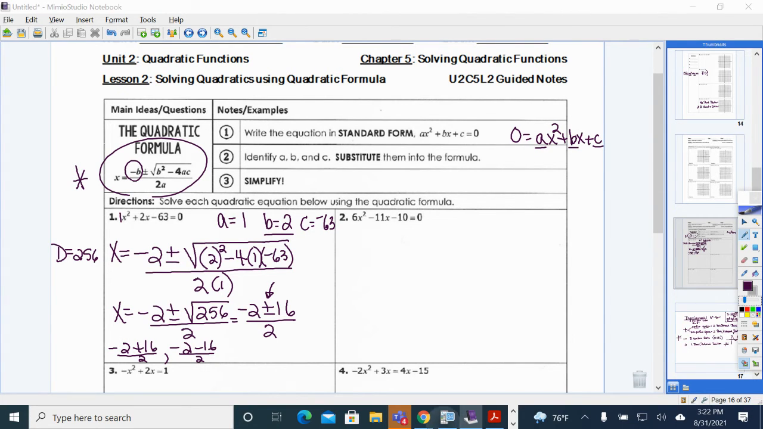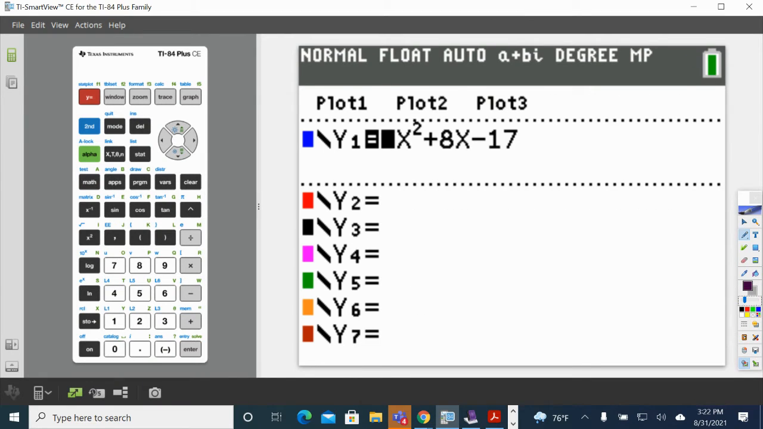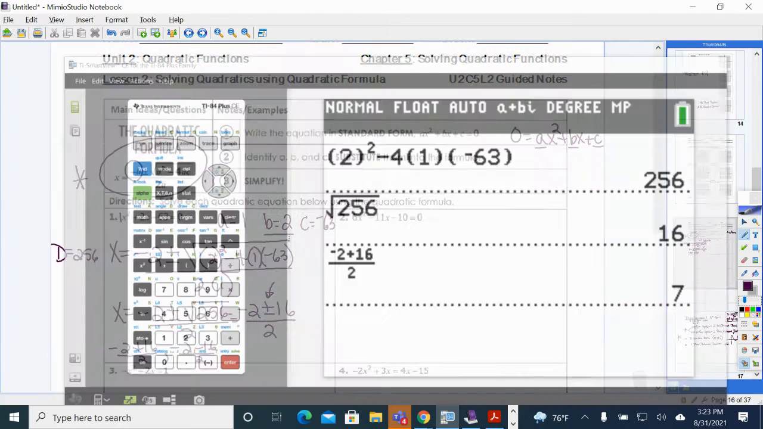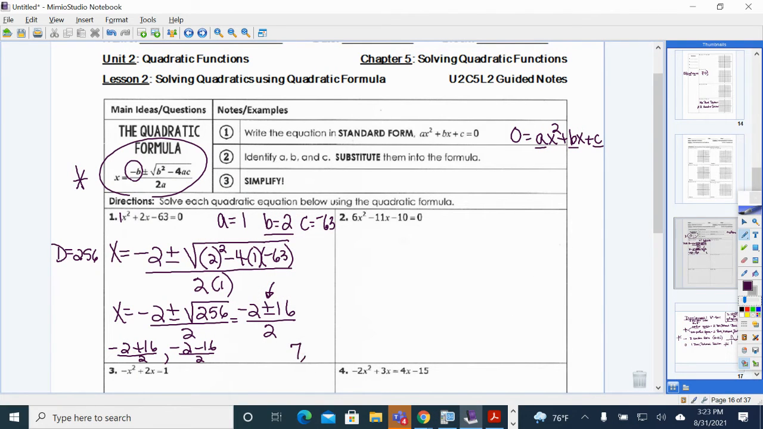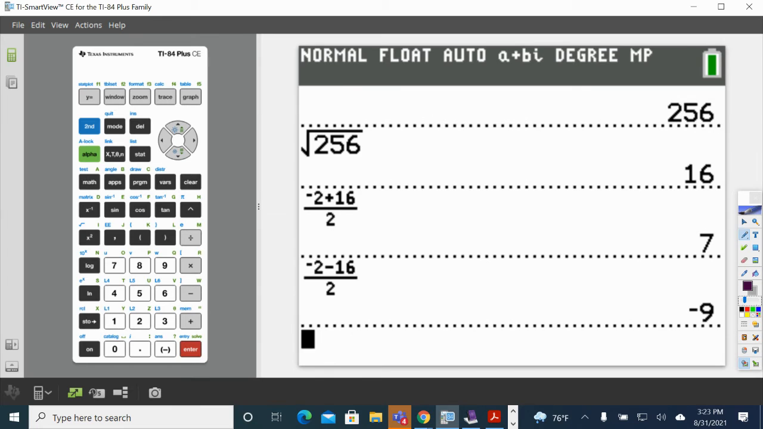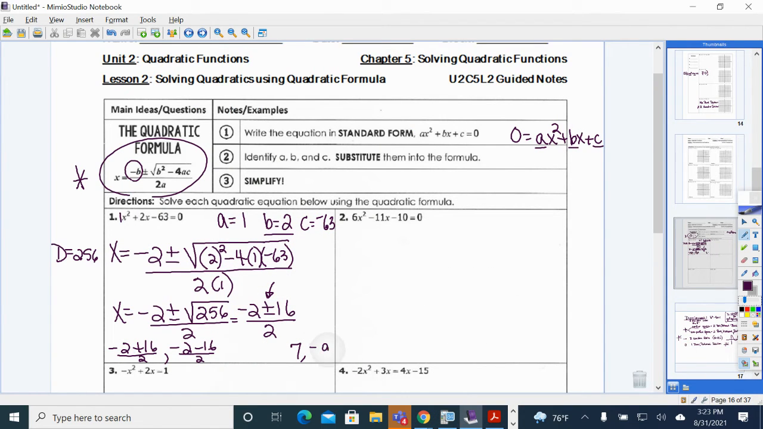So I'm going to go to my calculator. I would prefer that you use the alpha y equal and bring up a fraction so that your order of operations are actually correct. So negative 2 plus 16 divided by 2 gives me a 7. So 7 is one of my answers. And then do the minus. Same thing. Negative 2 minus the 16 divided by the 2. And we get negative 9. So those are the 2 solutions for number 1.